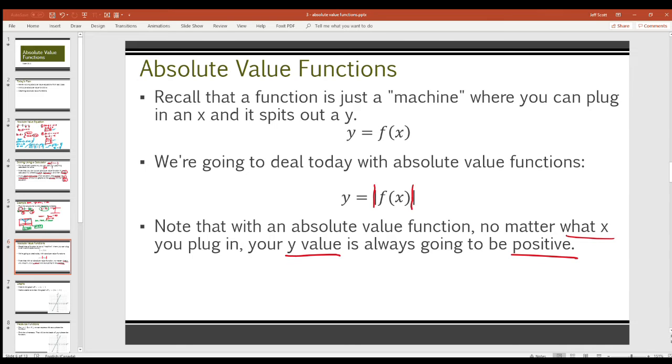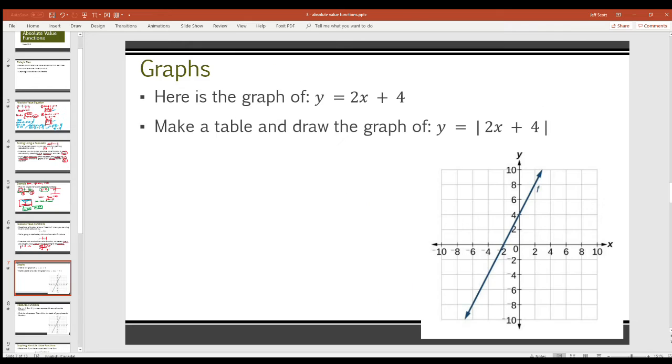Also remember that if y is positive, then that means on your graph, you must be up in the upper 2 quadrants, right? Y is positive up here, y is negative down here. So when you have an absolute value function, unless there's something on the outside of the absolute value function, you're always going to be up in quadrant 1 or quadrant 2. So we're going to start with a relatively simple one first.